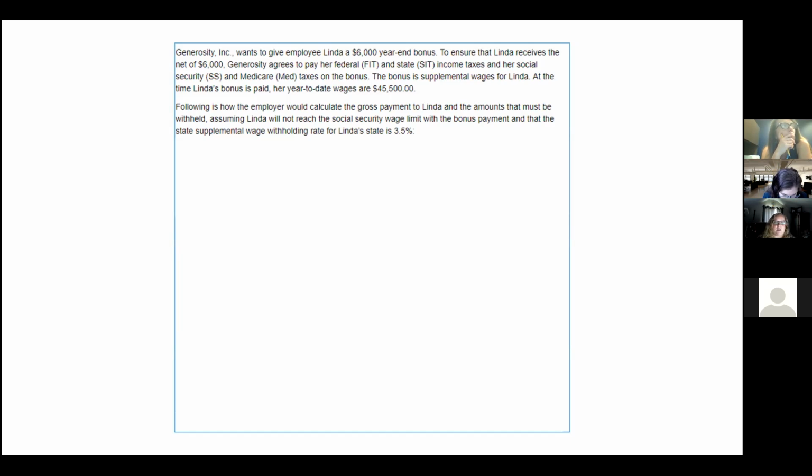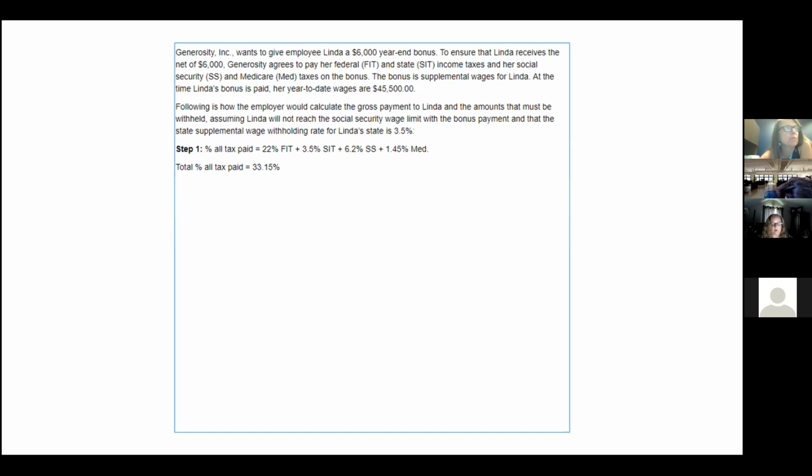So let's look at how the employer is going to calculate the gross up amount for her bonus, and her state supplemental wage withholding rate is 3.5 for her state income tax. So that is going to factor into this. So we're going to first calculate all the taxes she has to pay.